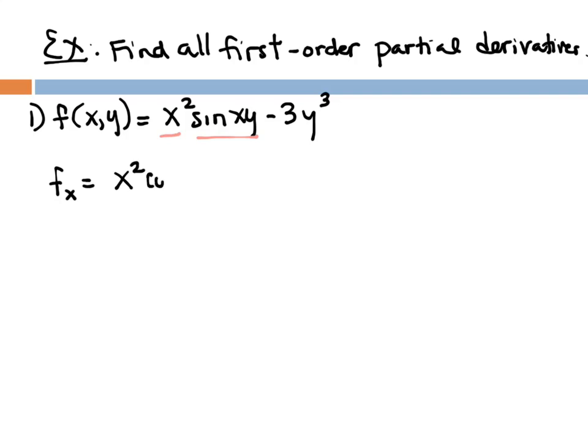Cosine of xy. And then what's the derivative of xy if x is the variable and y is a constant? Just y, right? So I'm going to put parentheses here and we'll simplify it in a minute. So times y, that's from the inside.